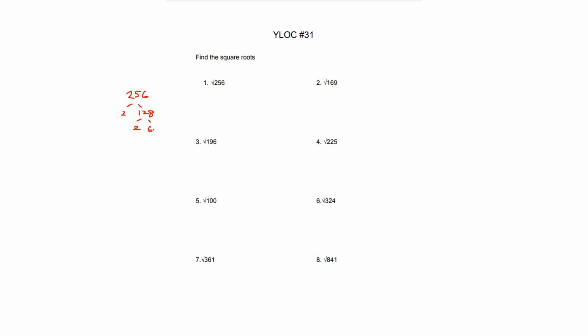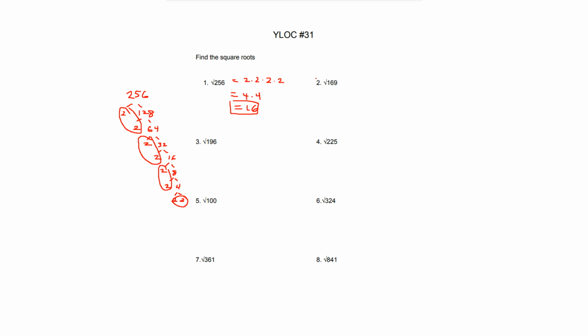128 is 2 and 64. 64 is 2 and 32. 32 is also 2 and 16. 16 is also 2 and 8. 8 is also 2 and 4. And 4 is also 2 and 2. So if we look, we have 1 pair of 2, 2 pairs of 2, 3, 4, which means that this is equal to 2 times 2 times 2 times 2. That is also equal to 4 times 4, or also just 16.